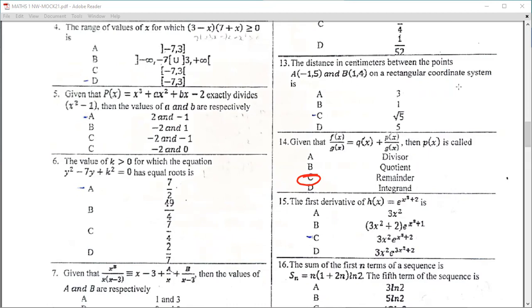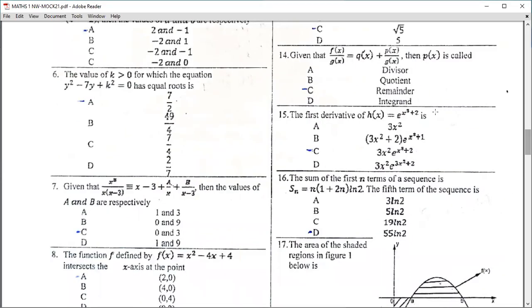Now the next question, question 15, we have the first derivative of this function is, now the derivative of exponential functions is just equal to the derivative of this power times the function itself. And the derivative of this power is 3x squared. So 3x squared times this function back is going to give us 3x squared e to the power 3x plus 2. So the key here is C.